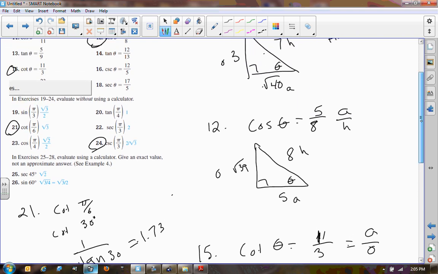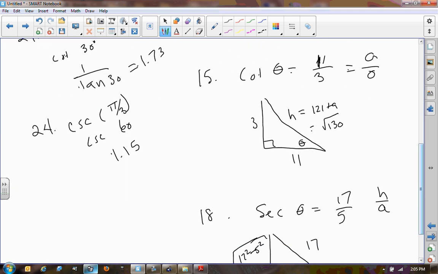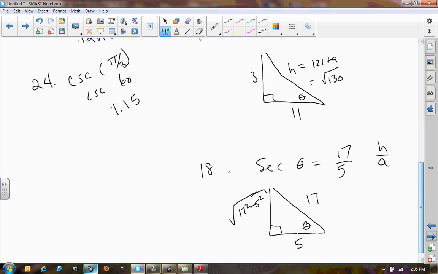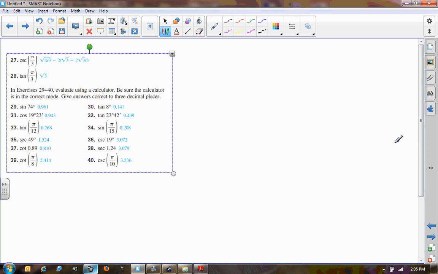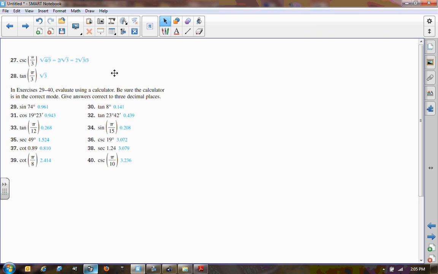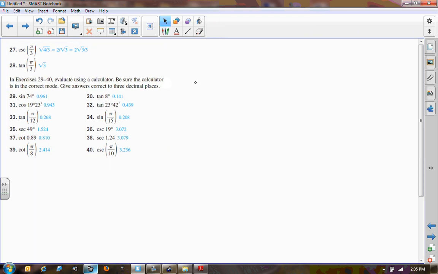So let's see. Next one is 27. So let's go to the next page. Again, you can always replay this later. It's on YouTube, so check it out. 27, same thing. It's the cosecant. So it's the opposite of sine. That's okay. Next one is 30.